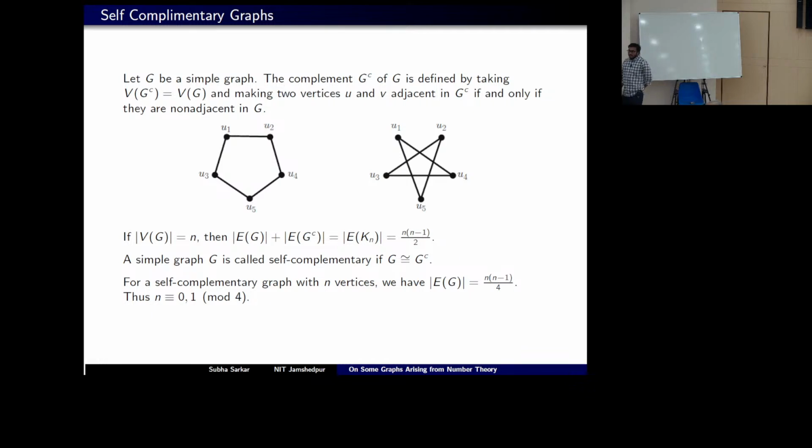But here also the converse is not true. We can have examples of graphs such that this condition is satisfied, but the graph is not self-complementary. And this graph I have given as an example is defined in such a way that it is a self-complementary graph.